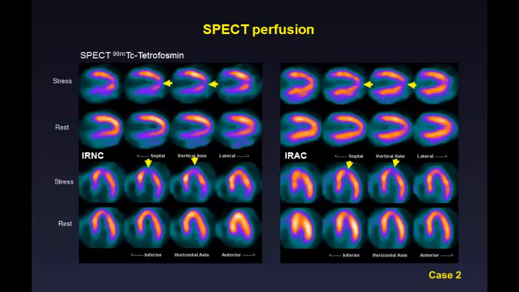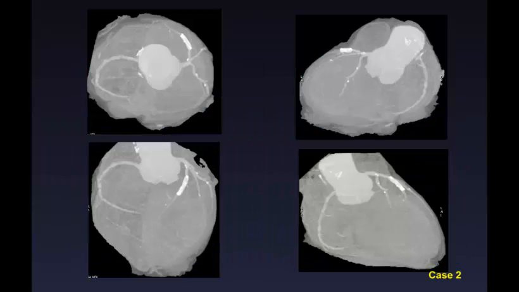So he got a nuclear scan. And as we can all see here, the IRNC is the iterative reconstructed non-corrected, and on the right side it's the same with attenuation correction, IRAC. And you see that we do have an apical stress-induced perfusion abnormality, which is there at stress but not at rest.